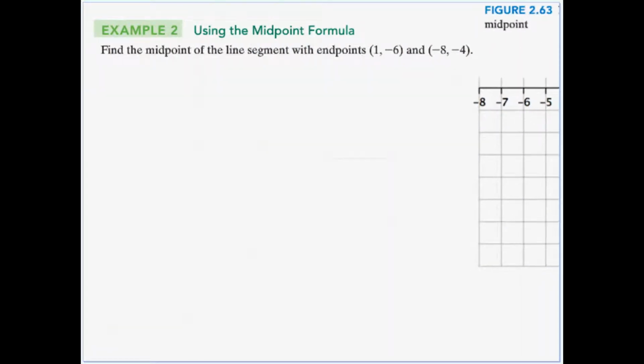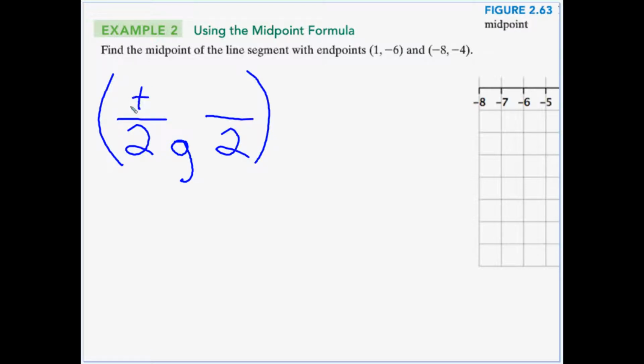Okay, example 2, midpoint formula. So again, our answer is going to be a point. So there's my comma. And we're going to find the average. So here we're going to add the x's and divide by 2. And then the next one we're going to add the y's and divide by 2. So my x values are 1 and negative 8, 1 plus a negative 8. And my y values are negative 6 and negative 4.